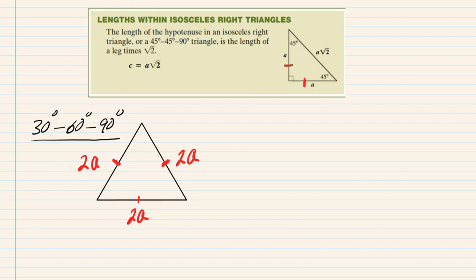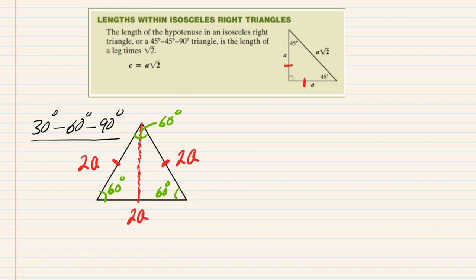Okay, so that's going to be 2a. And the next thing I'm going to do is drop the perpendicular bisector of this angle. Now remember, the perpendicular bisector of the angle also bisects the side opposite to it. To bisect is to divide into two equal parts. Now in an equilateral triangle, the interior angle of each is going to be 60 degrees, for a total of 180 degrees.